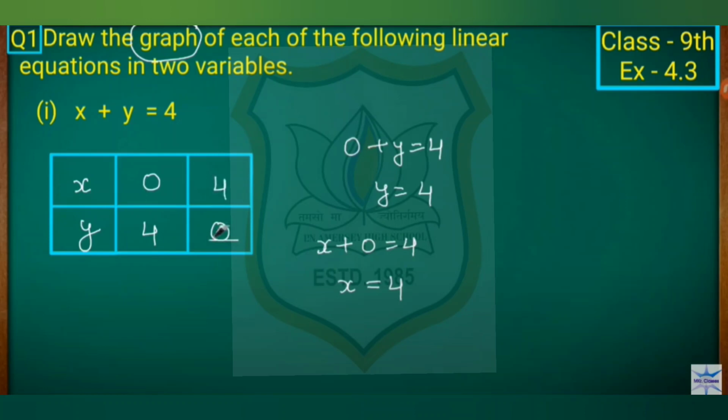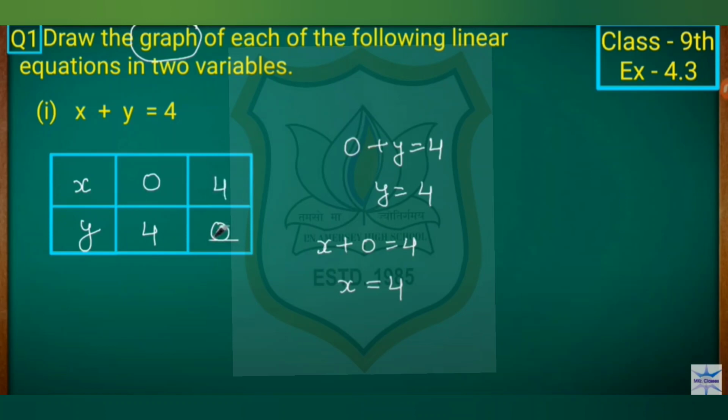If we put a value of x, we get the value of y. If we put a value of y, we get the value of x. Here I have put x equals 0, so 0 plus y equals 4, so y equals 4. In the same way I have put y equals 0, so x plus 0 equals 4, so I get x equals 4.